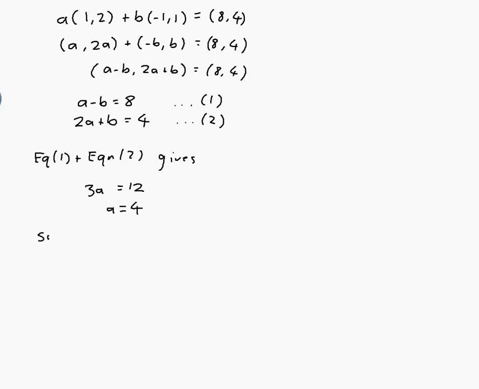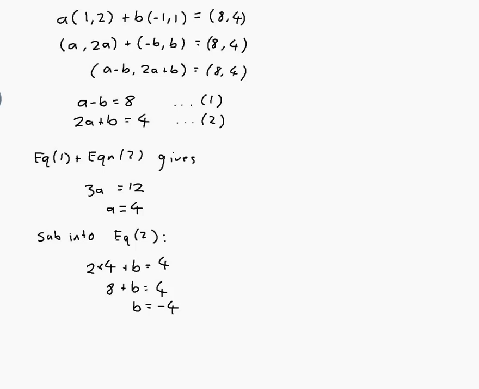Now I could sub this into one of my equations to figure out what B is. So sub into, well, equation 2's got a plus B, so I won't get confused with a minus, so sub into equation 2. Equation 2, and that gives me 2 times 4, because A is 4, plus B is 4, so 8 plus B is 4, so B is equal to minus 4 when we subtract 8 from both sides.